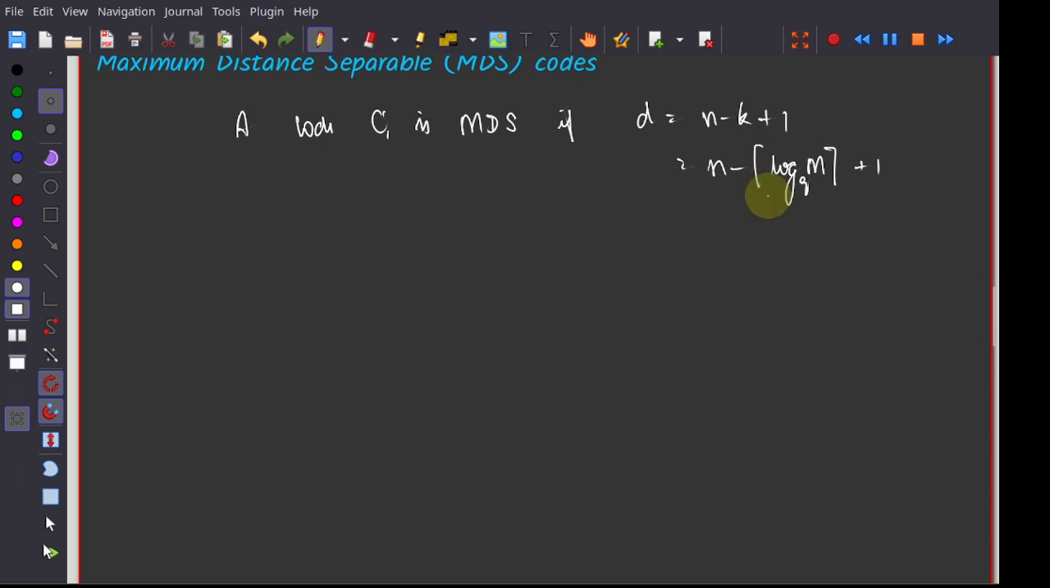Is it possible to construct a maximum distance separable code? So here's an example of an MDS code. Let us look at a large field size, F7. Okay, here is one example. Let us take the parity check matrix.